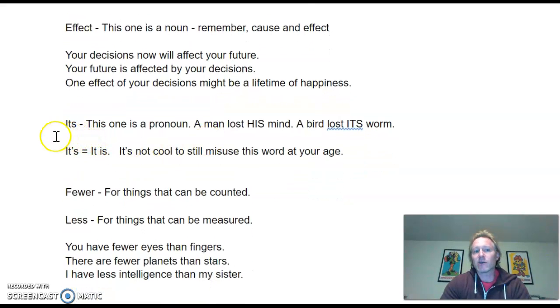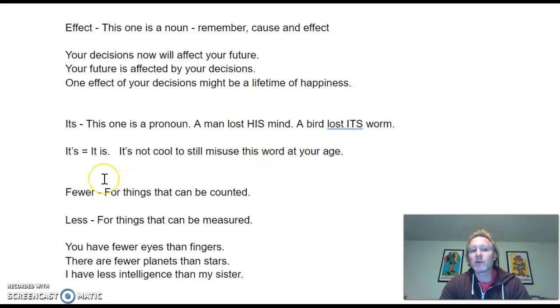It's and its, they are sounding exactly the same. You either have it with an apostrophe or without an apostrophe. And if it has no apostrophe, that means it's a pronoun. So a pronoun is, again, a word that takes the place of a regular noun. A man lost his mind, but a bird lost its worm. So its is usually used for things that we don't identify necessarily as male or female right off the bat.